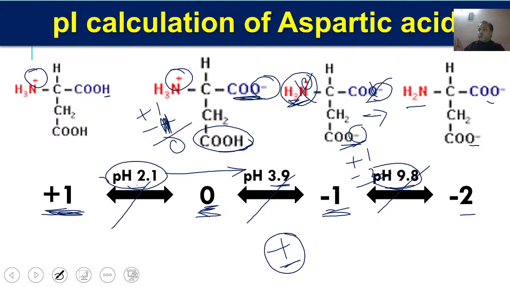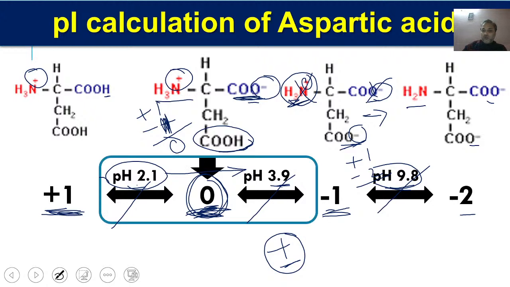So according to the Zwitterion definition, this is my Zwitterion form, which has an equal number of positive and negative charges. So this structure is my Zwitterion. This Zwitterion exists between two specific pH. What are the pH? That is pH 2.1 and pH 3.9. Yes, this is electrically neutral. So this compound exists between two specific pH, one is 2.1 and the second one is 3.9.